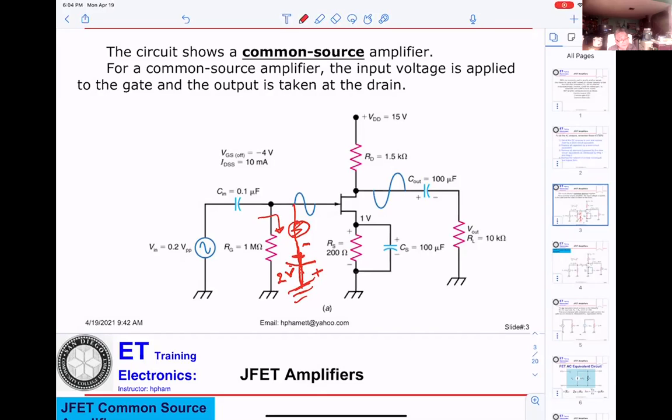Okay, that is the reason why they need RG equal to 1 megaohm here, and nothing to do with the C-in. Oh, okay. Mr. Pham, excuse me.